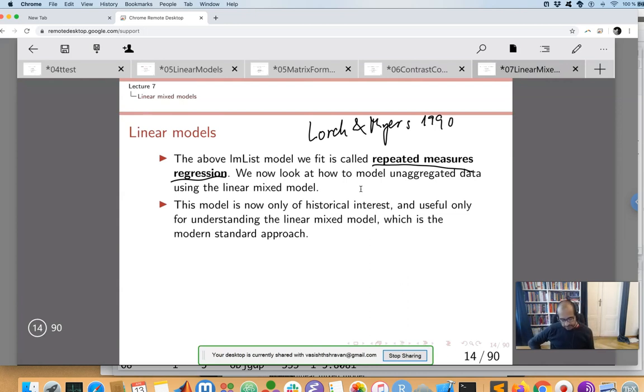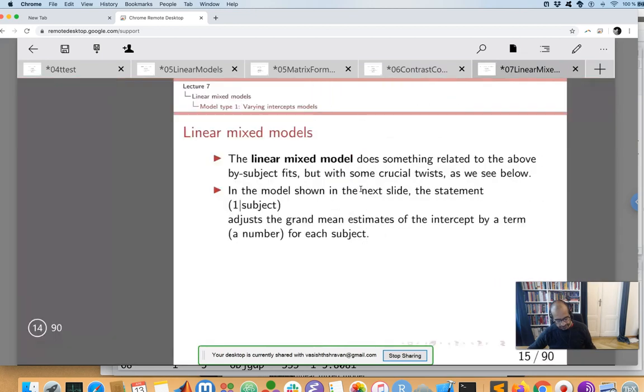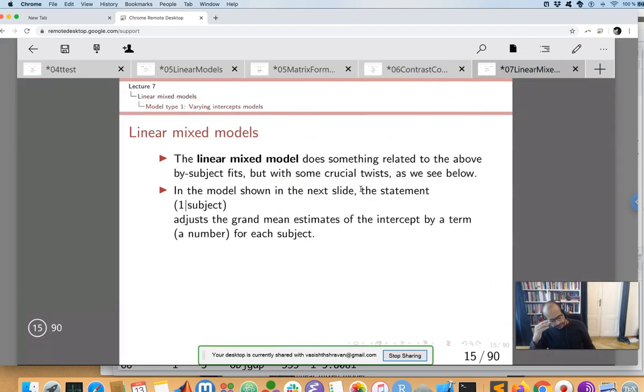Okay. All right. So our ultimate goal in this course is to analyze unaggregated data. No averaging by items, but we're just going to take the whole data set and model all the sources of variability. So as I say here, these methods that I'm showing you are only of historical interest to us now. The real data analysis is yet to come.